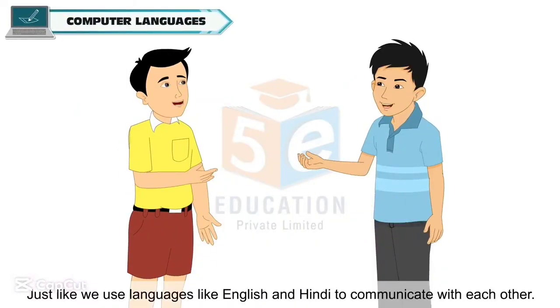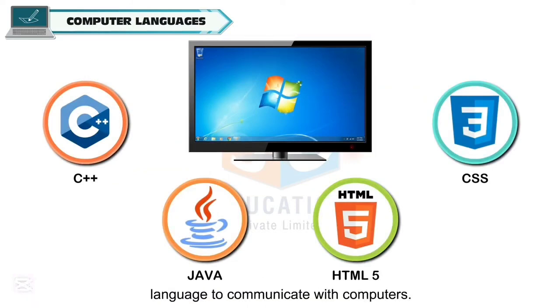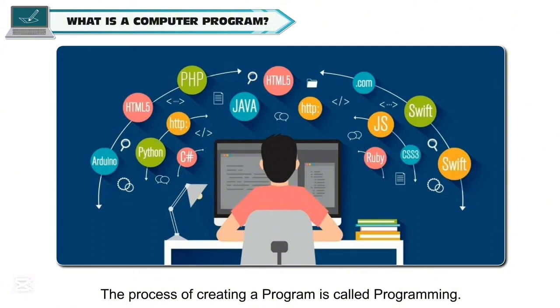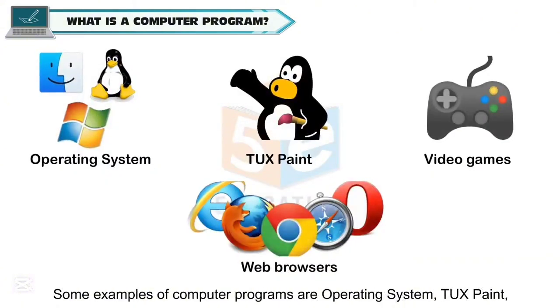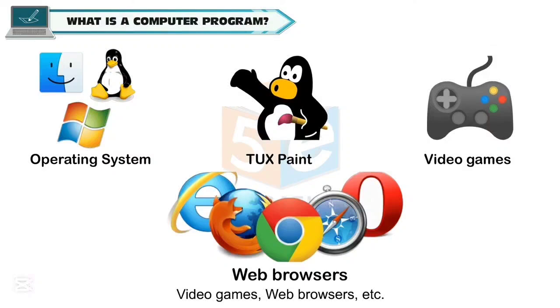Just like we use languages like English and Hindi to communicate with each other, in the same manner, we use a set of instructions called programs written in the computer language to communicate with computers. The process of creating a program is called programming. Some examples of computer programs are operating system, Tux Paint, video games, web browsers, etc.